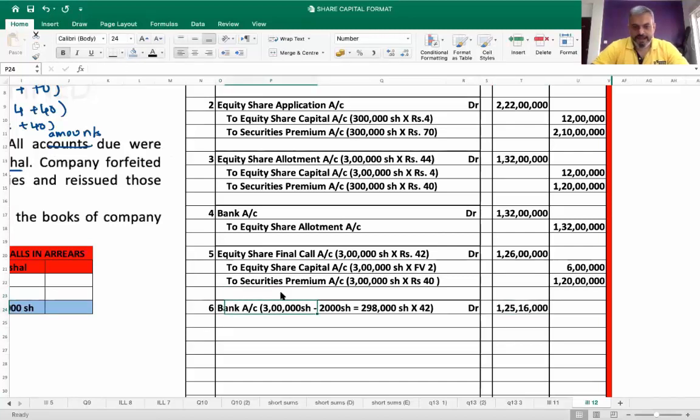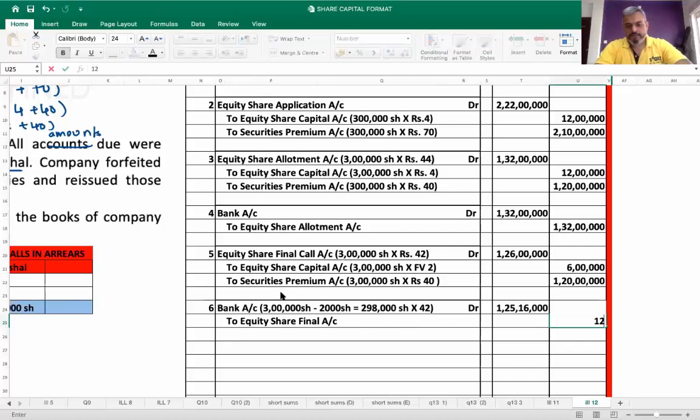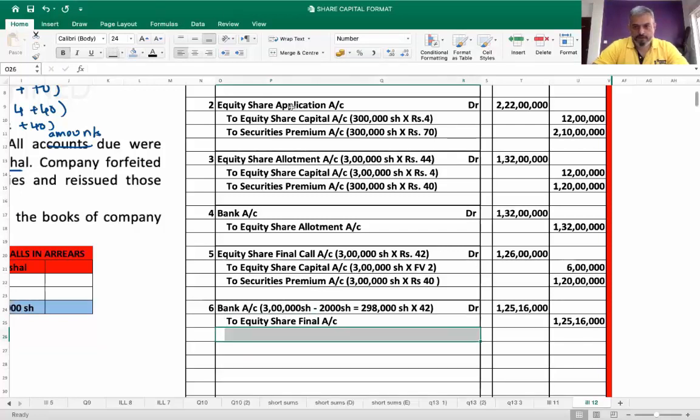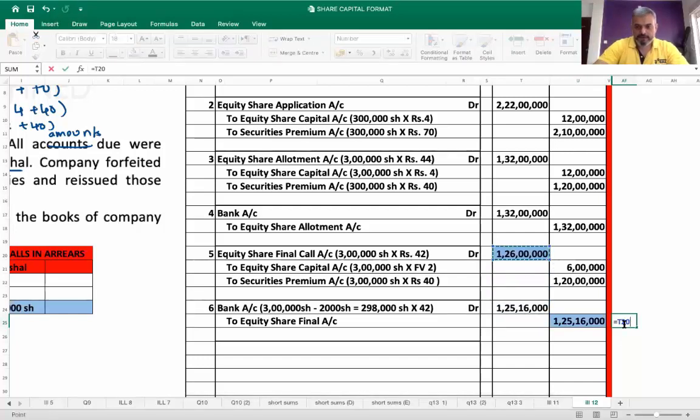So 1 crore 25 lakh 16,000 to equity share. We are not using calls in arrears, we are directly doing it. So final call account, 1 crore 25 lakh 16,000. So now after this entry, we have debited equity share final call by 1 crore 26 lakh, credited it by 1 crore 25 lakh 16,000. So there is a debit balance of equity share final call for rupees 84,000.